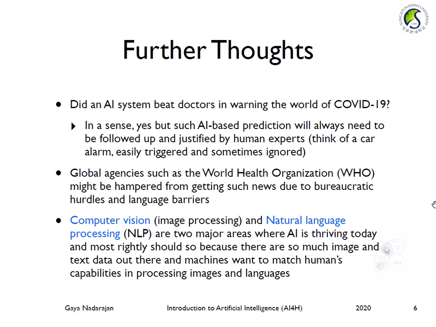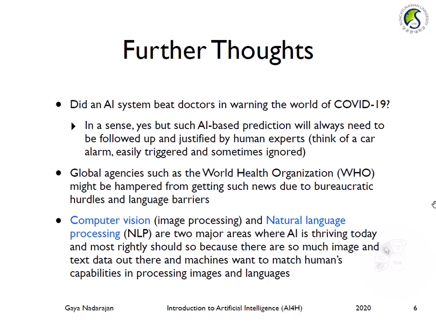Also, global agencies such as the WHO might be hampered from getting news due to bureaucratic hurdles and language barriers, because as we know, information in China is not easily available outside of China, and also because of the language. It's the same in Korea. If you have information in Korean, it may not be easy to mine that information. So these are all barriers. That's why systems should be able to deal with not just one language but many languages.